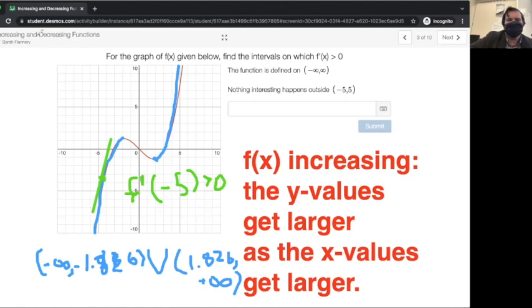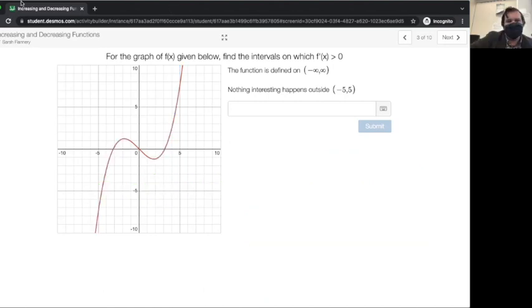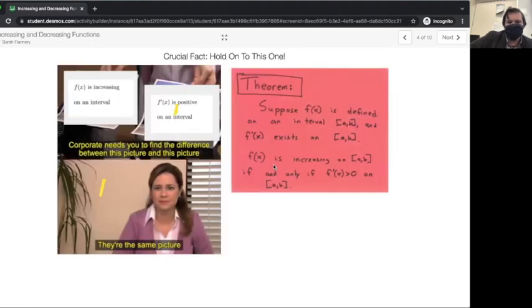What did you notice? Turns out to be exactly the same. I didn't erase anything for a reason. If I look, where is the slope of the tangent line positive? That means where is the curve moving upward? It's the same thing. These are exactly the same points.